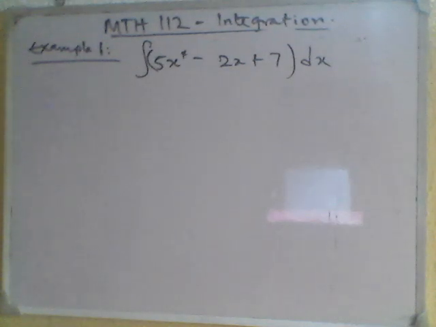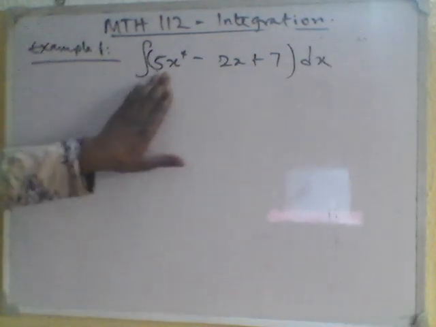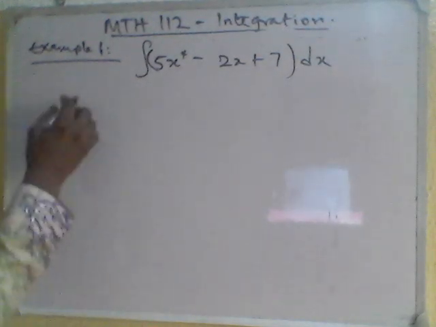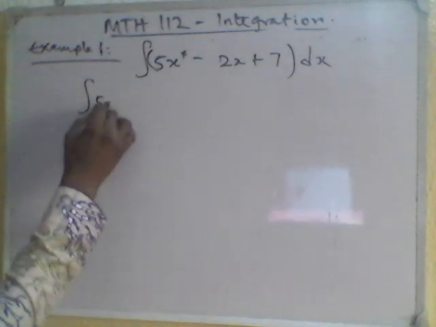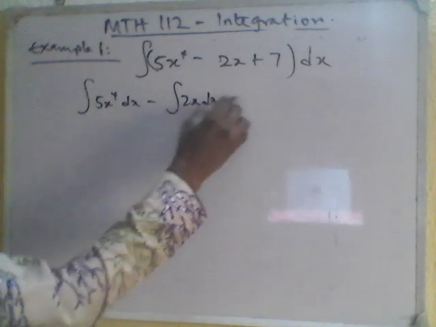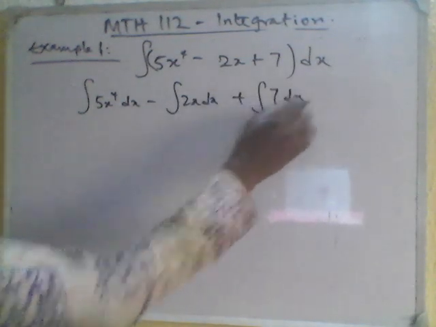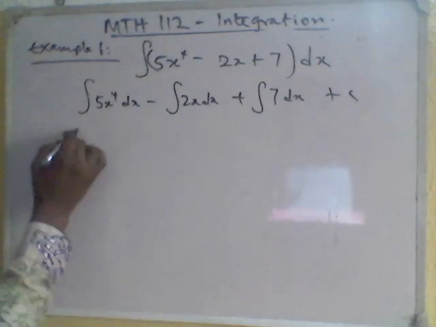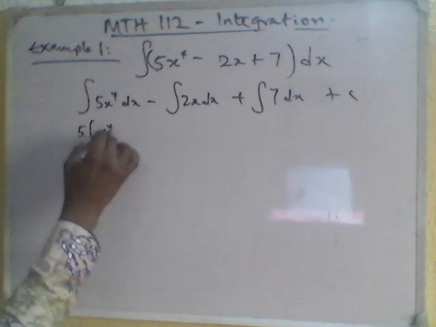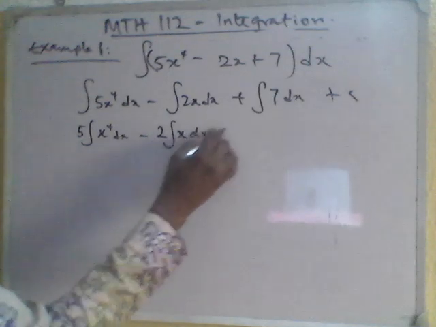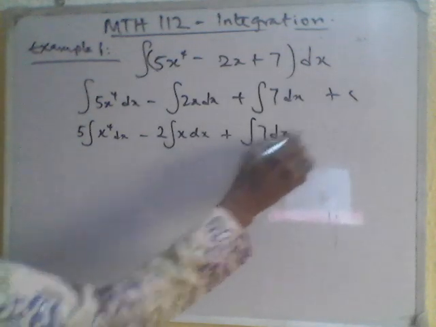If I am asked to integrate this, for example, see that there are 4 terms in this expression. So we're going to be integrating it one by one. It is the same thing as saying the integral of 5x raised to the power 4 dx, minus the integral of 2x dx, plus the integral of 7 dx, plus c. I'm just splitting everything. Now this one is a constant term and can come outside. I can say 5 times the integral of x raised to the power 4 dx, minus, this one is also a constant term, 2 times the integral of x dx, plus the integral of 7 dx, plus c.